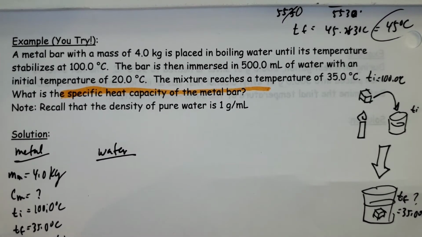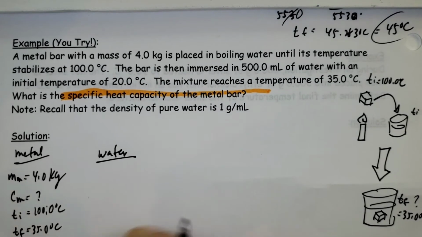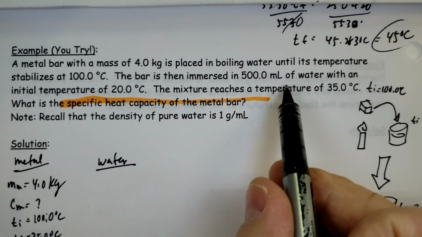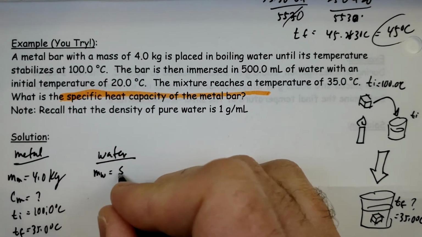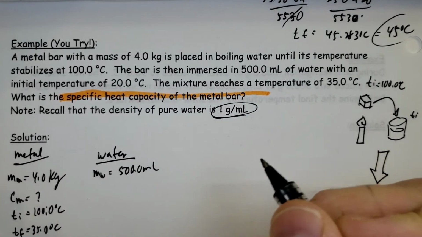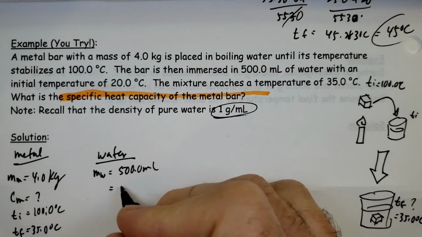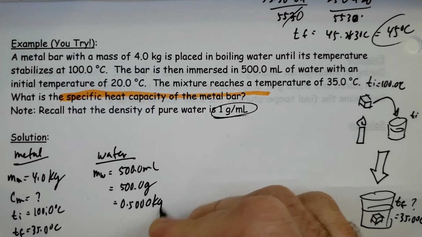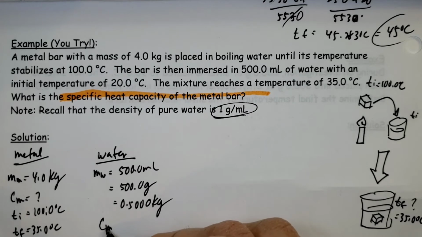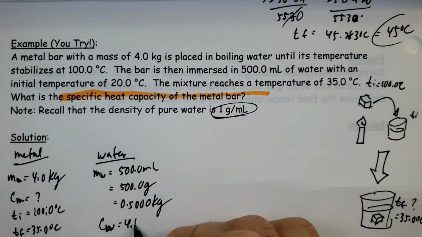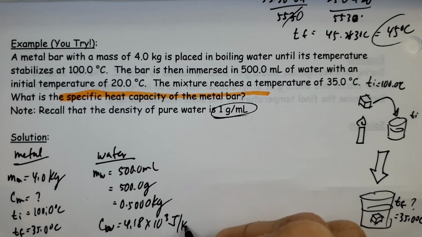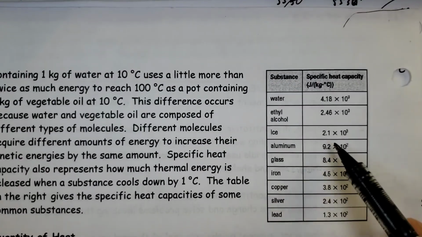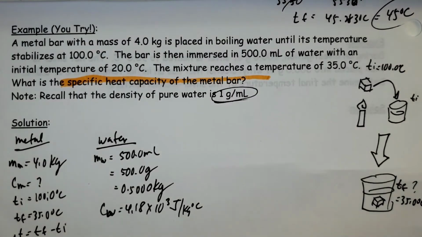TF minus TI, 35 minus 100. So that gives us negative 65.0 degrees C. And the water, it is 500 mils. So MW, 500 mils, but of course, water's density is 1 gram is 1 milliliter, or vice versa. So 500 mils is the same thing as 500 grams. And of course, that has to be in kilograms, so move the decimal 3 places to the left. Specific heat capacity of water. Of course, we've looked that one up already. Be careful, if we're talking about ice ever, ice, of course, is a different value than liquid water. 2.1 times 10 to the 3.